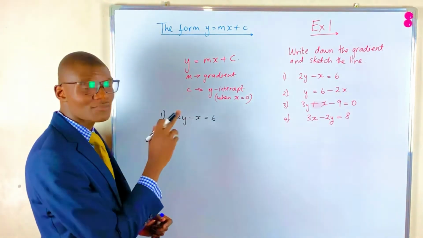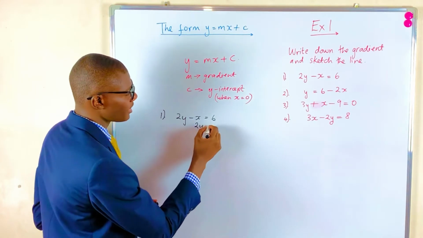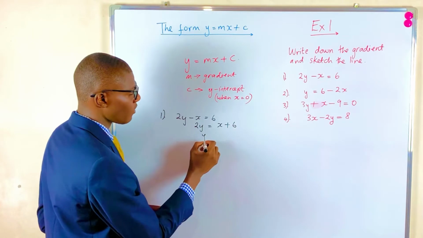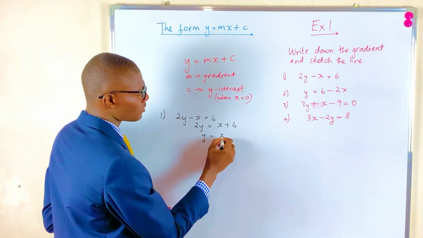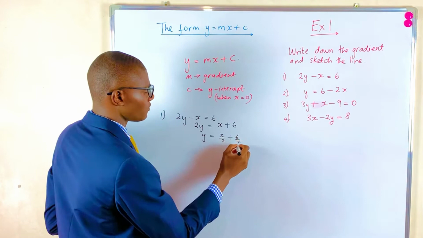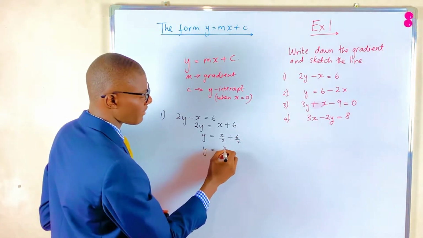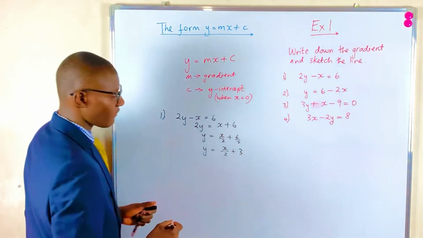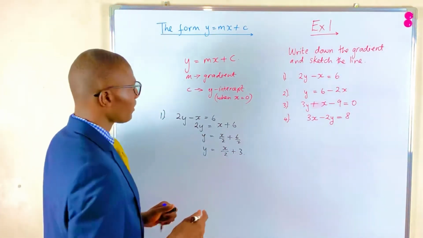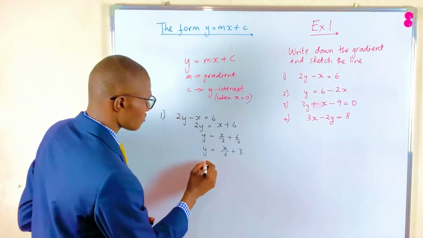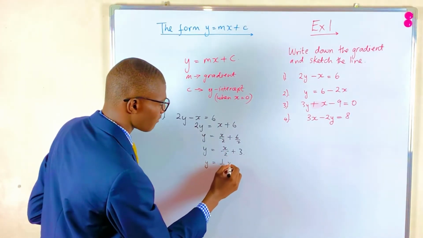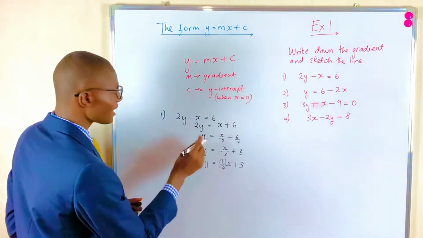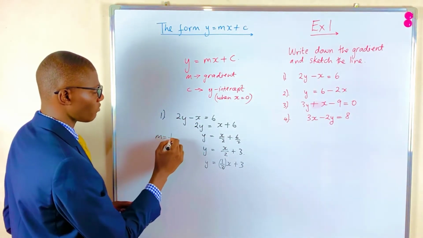Making y the subject of the formula, 2y is equal to x plus 6. Then dividing both sides by 2, y is x over 2 plus 6 over 2, which we can rewrite as y is equal to x over 2 plus 3. Now this is in that form. So what is the coefficient of x? As you can see, the coefficient of x is a half here. So the gradient of this line, m, would be 1 over 2.